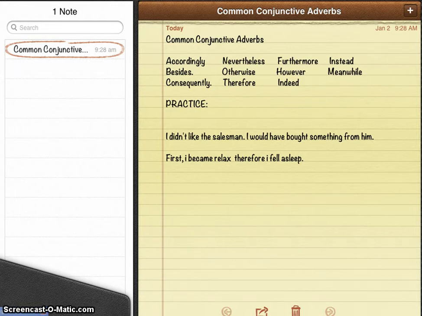First, I became relaxed; therefore, I fell asleep. Therefore is the common conjunctive adverb, so you would need a semicolon before therefore and a comma after it.